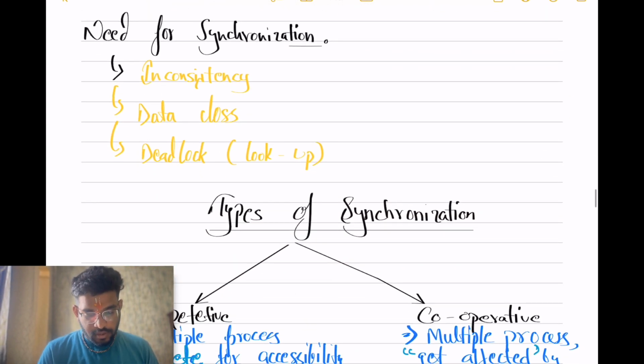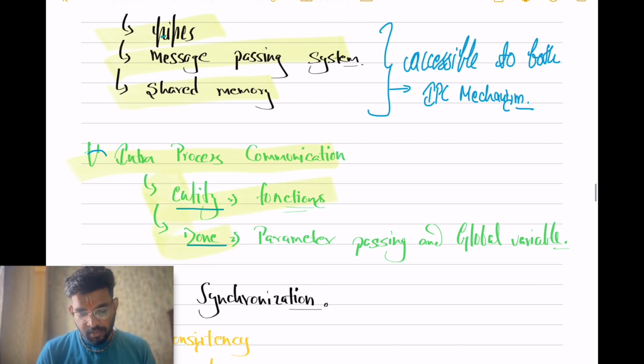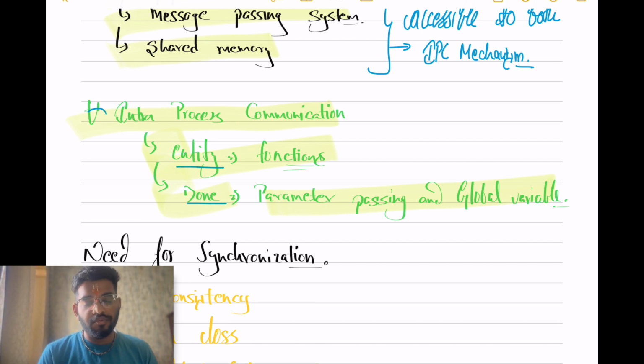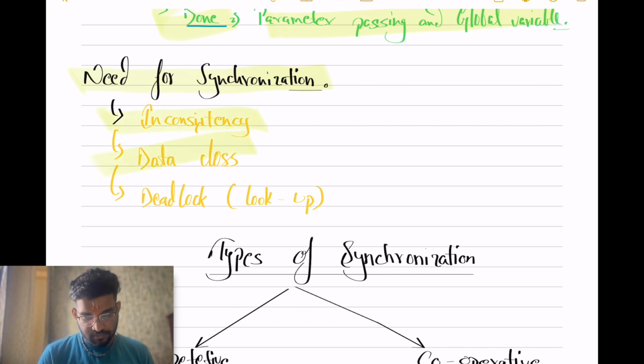For inter-process communication, the entity means a function and data means parameter passing and global variables. Just as I said for the message passing system, functions are used to pass information, and we pass information in a function using parameters. So why is there a need for synchronization? To avoid inconsistency, data loss, and deadlock.